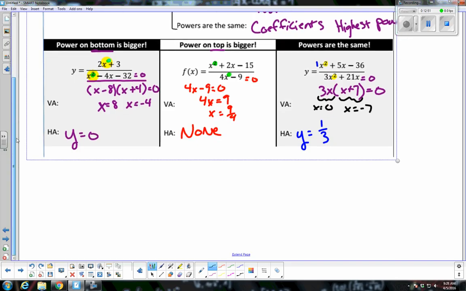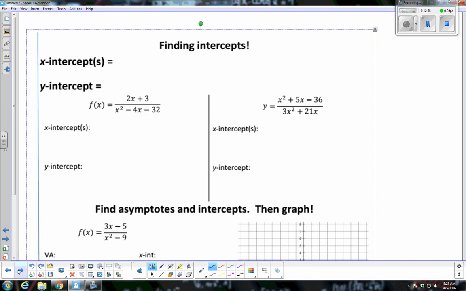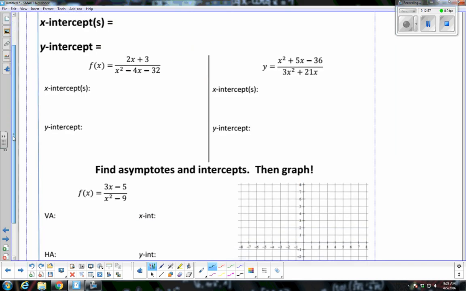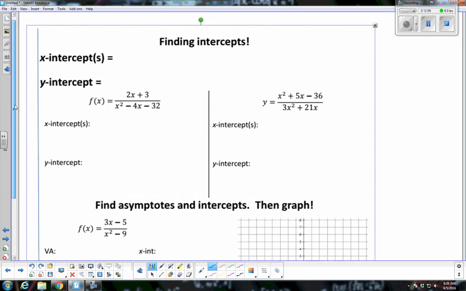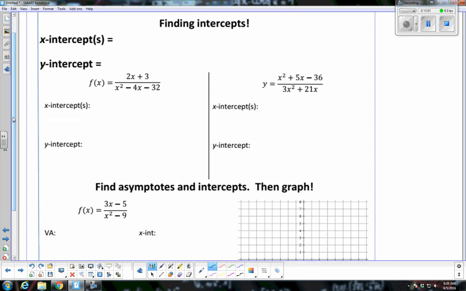Let's look at the next thing, finding x and y intercepts. We've done this before. This is old news, but last section, let's do this. How do you find the x-intercept? You find x when y equals 0, and you find y when x equals 0. That's how you find the x-intercept and the y-intercept. Let's look at the first example.